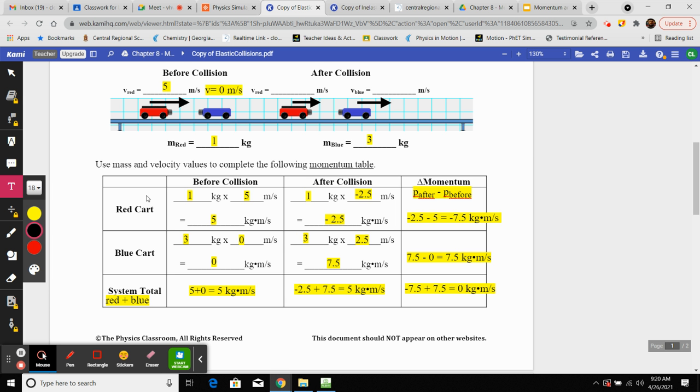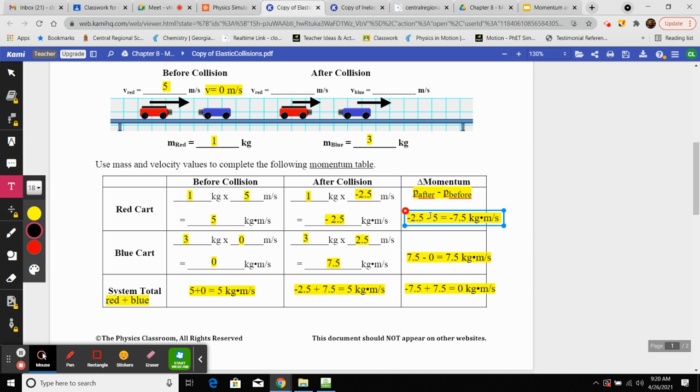You found the momentum of both cars before the collision, and you added them together. You got the total. And that came out to be 5 kilogram meters per second, positive 5, right? After the collision, yeah, they had new values, but when you still added them together, the total came out to be 5 kilogram meters per second. So the total value did not change, which means the momentum has to be conserved.